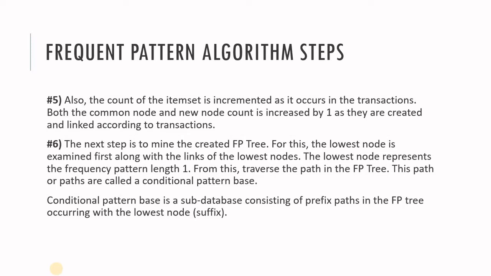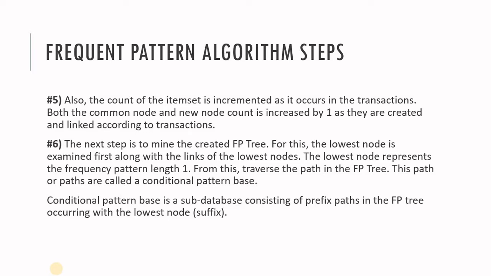Also, the count of the item set is increased as it occurs in the transactions. Both the common node and new node count is increased by 1 as they are created and linked according to the transaction. So the count of the item set is incremented by 1 if it is repeated one time. So if an item is repeated 4 times, at the end the count becomes 4.